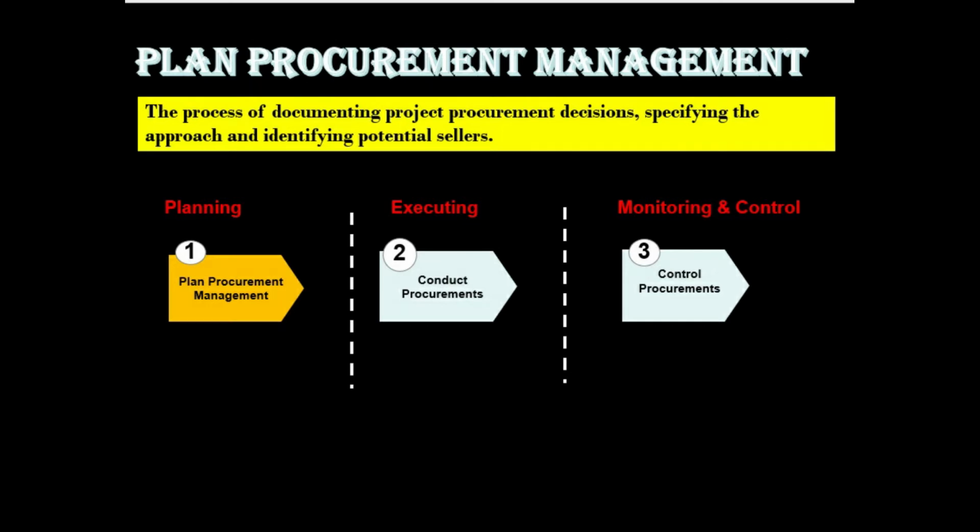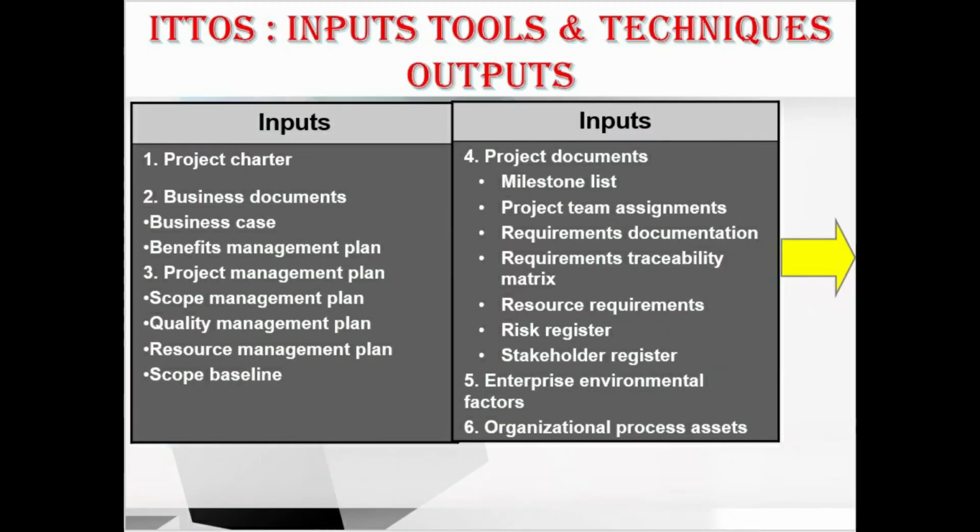Let's quickly go with its ITTOs. In inputs we have the project charter, the business documents, which contain the business case and the benefits management plan, and the project management plan, which contains the scope management plan, quality management plan, resource management plan, and scope baseline. We have project documents, consisting of the milestones, project team assignments, requirements documentation, requirements traceability matrix, resource requirements, risk register, and stakeholder register. And also we have EEFs and OPAs, that is enterprise environmental factors and organizational process assets.